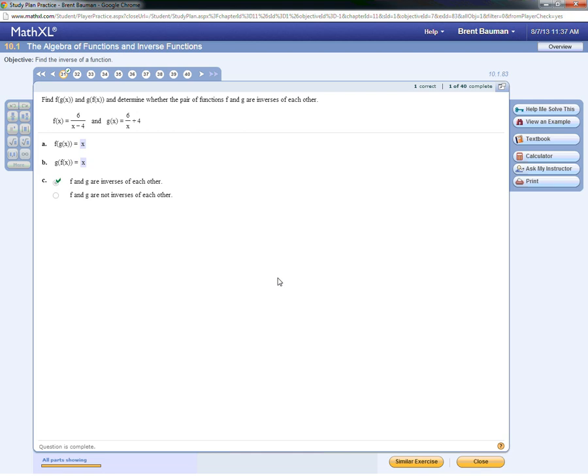So that's working with determining whether a pair of functions are inverses of each other. You can use f of g of x and g of f of x to determine that. Hope this was helpful.